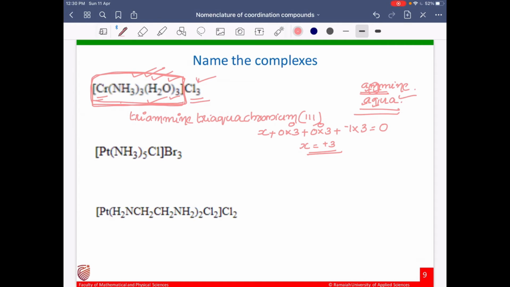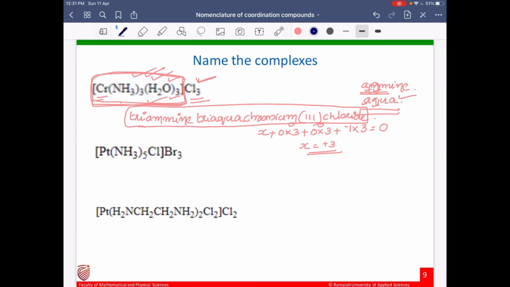After that we have to write the anion name. The anion here is chloride. We don't have to give the number of how many chlorides are required in the structure. Just write chloride. So the name of the complex is triammine triaqua chromium(III) chloride. We wrote the name. Similarly, we will be able to write the name for the second compound, that is platinum.